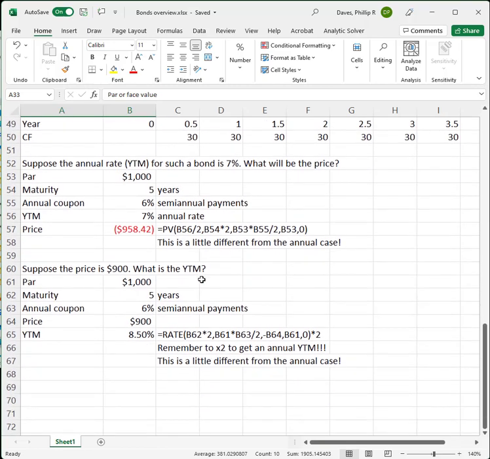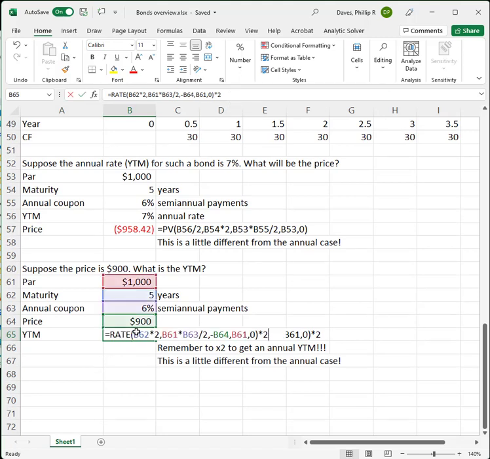And then finally, if you had calculated this incorrectly and forgotten to multiply by 2, let me just go ahead and delete the multiply by 2 part, then you'd have gotten a number. It would have looked like a number, but it would have been wrong. That would have only been the 6-month rate. You have to remember to multiply by 2 in order to get the annual rate.